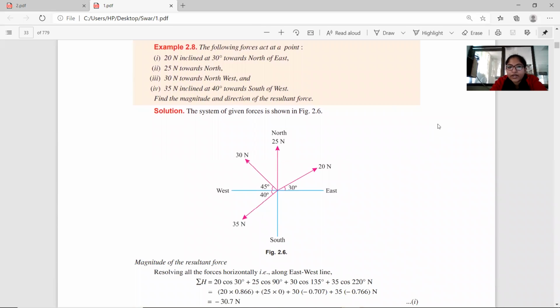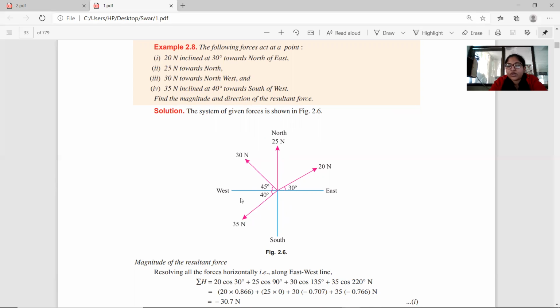the following forces act at a point: 20 Newton inclined at 30 degree towards north of east, 20 Newton towards north, 30 Newton, 25 Newton towards north, 30 Newton towards northwest, and 35 Newton inclined at 40 degree towards south of west. Find the magnitude and direction of the resultant force. So we have one force which is 20 Newton at 30 degree north of east, 25 Newton in north, 30 Newton in northwest, and 35 inclined at 40 degree south of west. So these all are my forces.